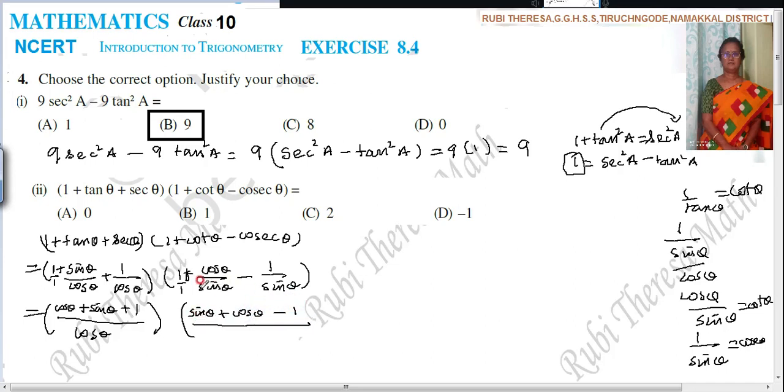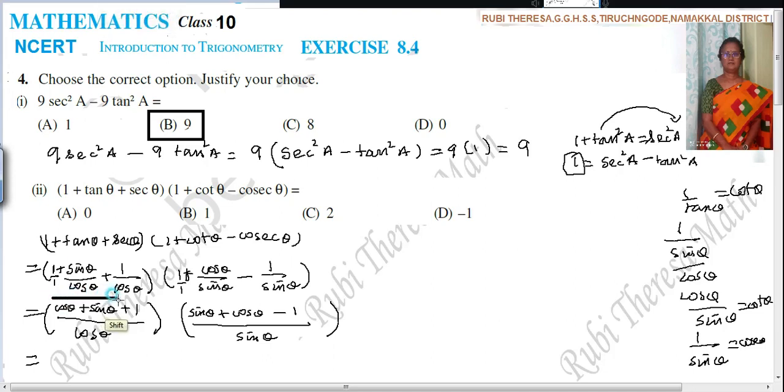Why? Here in the denominator what do you have? Sin theta. So what is the LCM here? Sin theta. Understand? Both numerator and denominator are multiplied by sin theta. Sin theta by sin theta, cos theta by sin theta, minus 1 by sin theta. So sin theta you have written here. Here what you have to do is, cos theta plus sin theta, you consider this as a single term. This is a single term.